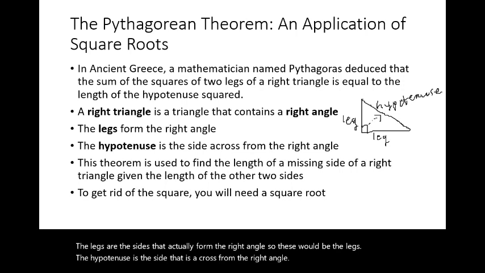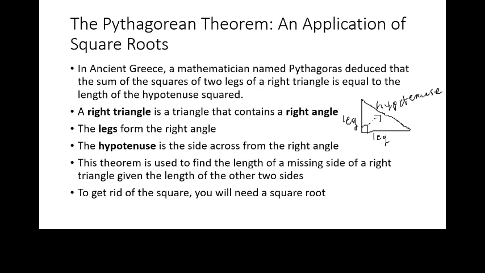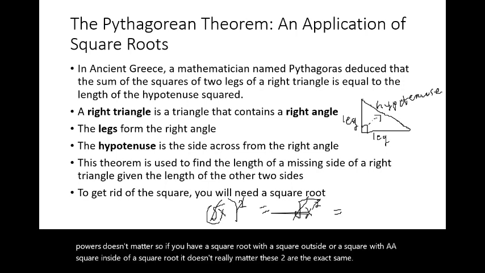Now, the essential process for this is that inverse relationship between squares and square roots. Remember that the order of the powers doesn't matter. So if you have a square root with a square outside, or a square with a square root inside, it doesn't really matter. These 2 are the exact same, and in either case, any time that you have a square and a square root performed together, no matter what order they're in, they're always going to cancel each other out.